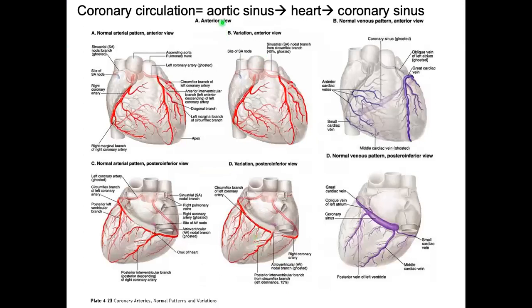So the coronary circulation goes aortic sinus, throughout the heart to the tributaries, to coronary sinus, back into the right atrium. So this is oxygenated blood, delivers it to the heart tissue, the myocardium, the contractile cells, to the coronary sinus, and this is deoxygenated.